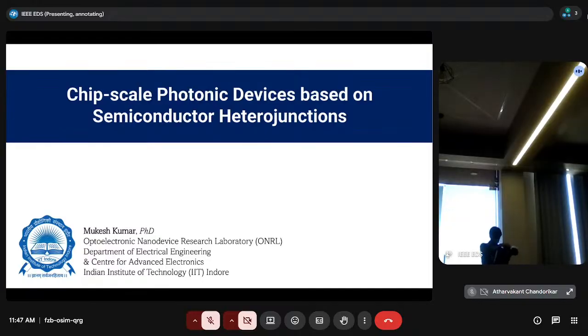He is a fellow of Japan Society for Promotion of Science, a senior member of IEEE, and a senior member of Optical Society of America, Optica, and a life fellow of Optical Society of India. He is an adjunct professor at the Cornell University, USA. Sir, I would now request Professor Mukesh Kumar to please take over the session. So please.